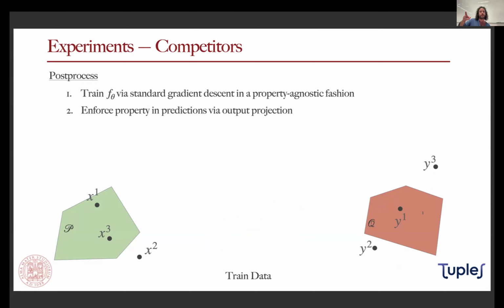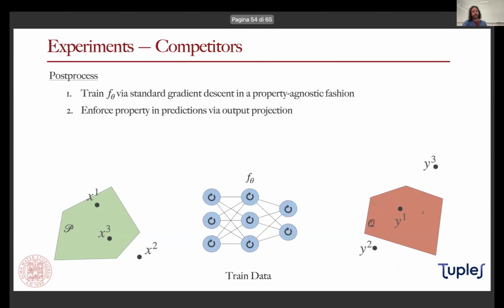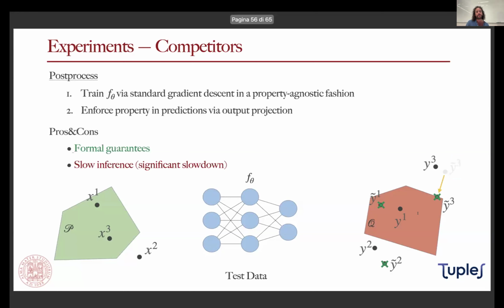The other competitor that we consider is what we call a post-process. So here we switch, okay? Here we swap these operations. So firstly, we train on the original data, and then we perform output projections, but not in the data, in the predictions, okay? So here, what we do, we predict Y3 tilde, but before delivering the prediction to the user, we check for the feasibility of this prediction. If it is infeasible, we project the prediction onto the feasible region. So we correct the output at inference time. What is the advantage? The advantage is that now we have formal guarantees.